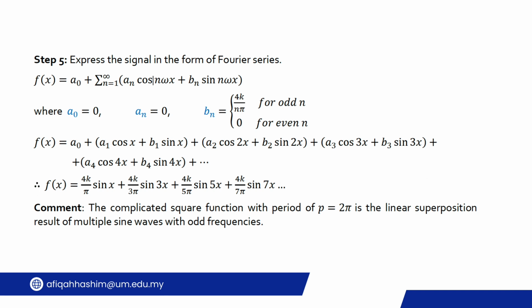Okay, the complicated square function with period p equal to pi is a linear superposition of multiple sine waves with odd frequencies. Okay, next, we need to convert this into the, okay, this is done.